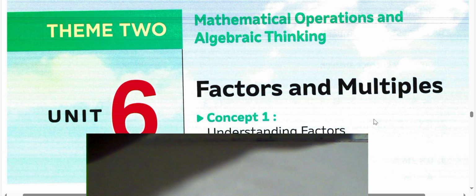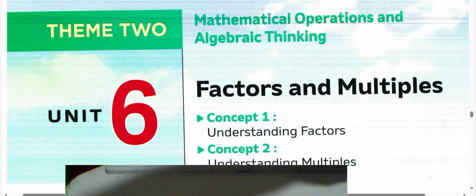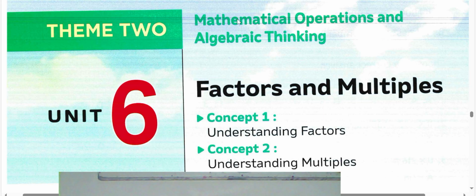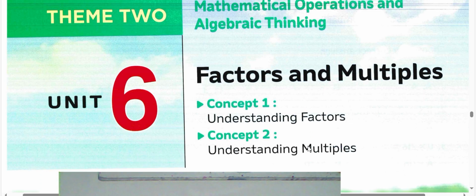Grade 4. Today we'll explain from the Moaser book, theme number 2, Unit 6, Mathematical Operations and Algebraic Thinking, Factors and Multiples. Concept 1, Understanding Factors. Concept 2, Understanding Multiples. We have the difference between factors and multiples.